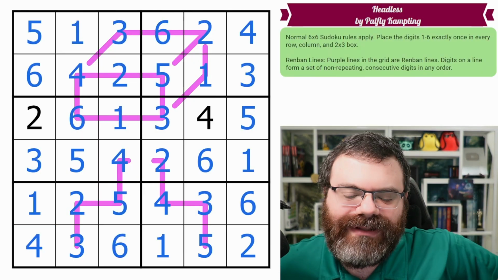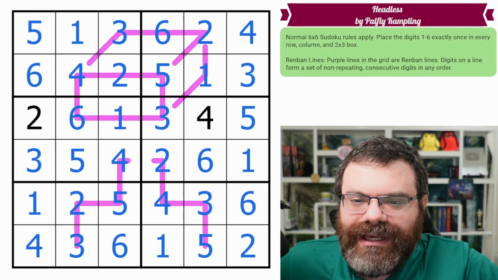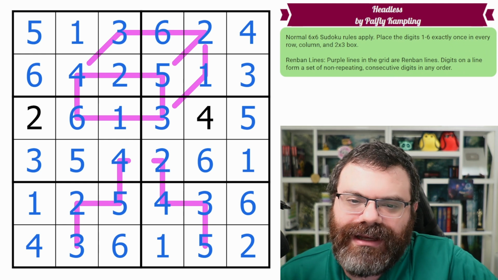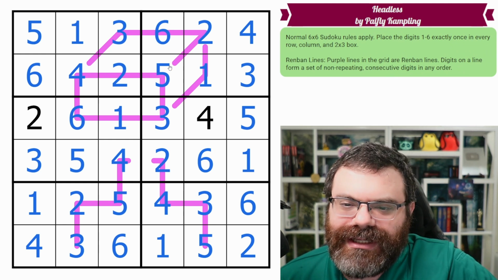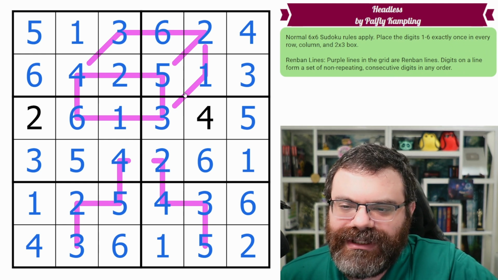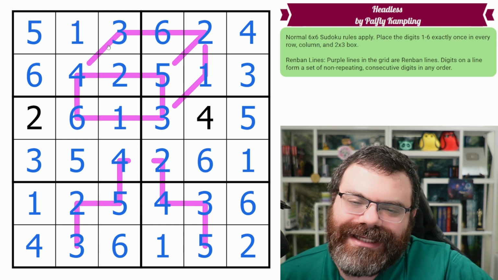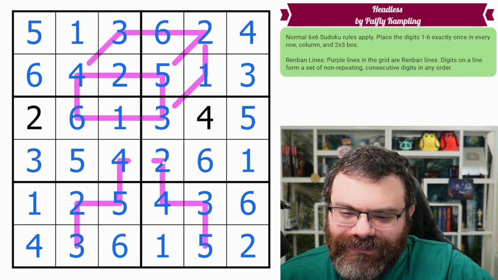That was a neat puzzle, Palfly. Thank you. A really nice use of Renban there. The overlapping Renbans was interesting, and I like that you were able to draw them clearly. So we saw how they overlapped. And it's a neat picture. We've got a cube, and then whatever these are.